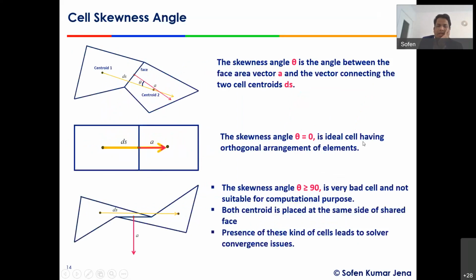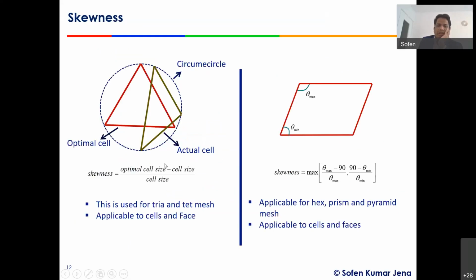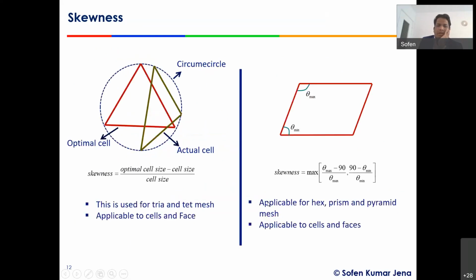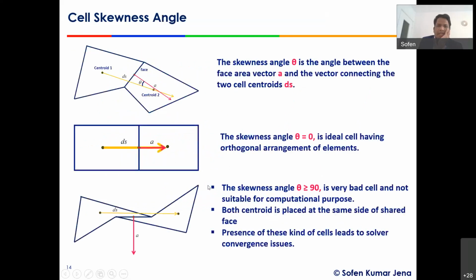Similarly, 0 is the best, ideal element. If you have a zero skew, it means your actual cell is fitting with the equilateral optimal cell size, right? Then if you have the worst element, it will be 1. Your optimal cell size minus, sorry, your actual cell size minus the optimal cell size, right? Then there is the cell skewness angle.